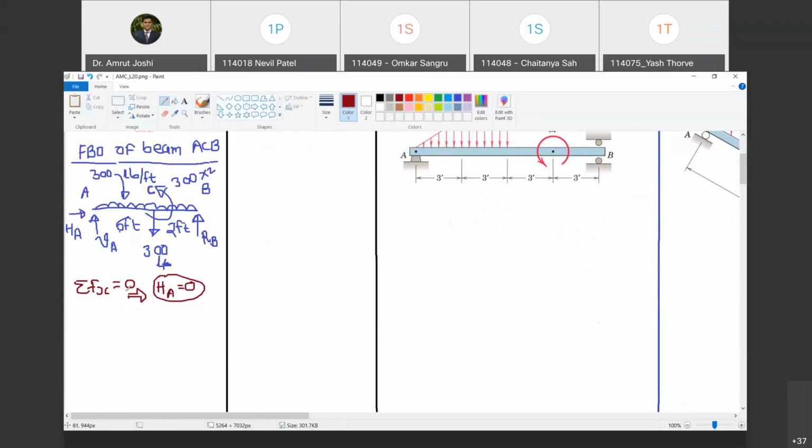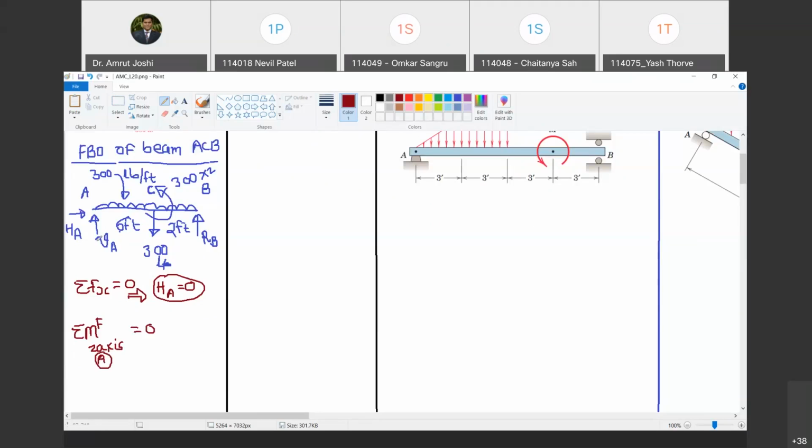Now, if I use summation Fy equal to 0, there will be two unknowns popping in, VA and RB. Do you agree with me? So it is not wise to use this equation first. First, we will use summation of moments about A or B equal to 0. So let me choose summation of moments of all the forces about the z-axis passing through point A equal to 0. Are you with me?